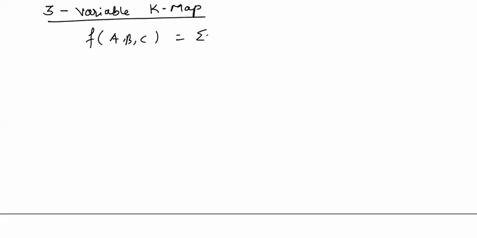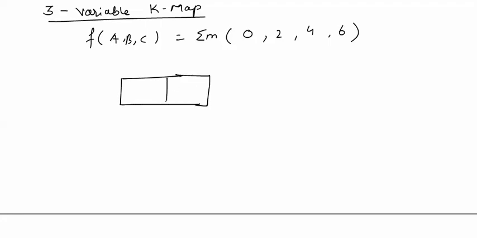Now the next is three variable K-map. Three variable K-map, for example, f is a function of a, b, c, and it has logic 1 value for this combination. Now for finding the expression for this function f, we will have to use a three variable K-map. In a three variable K-map, there will be provision for substituting 8 combinations.